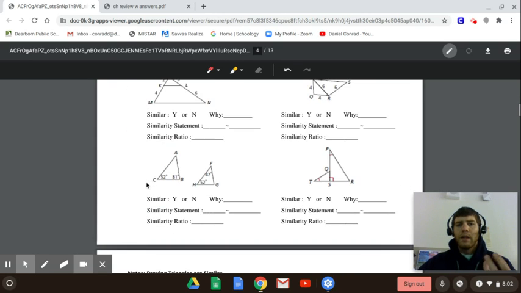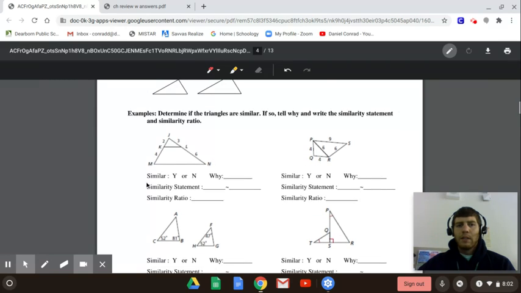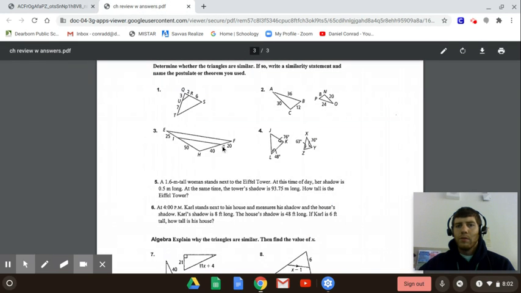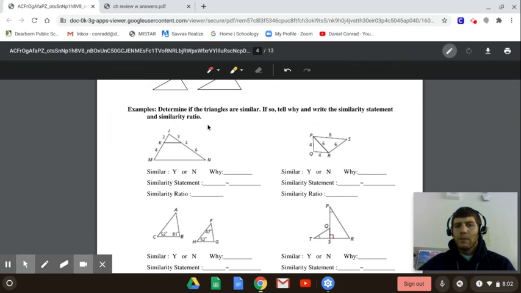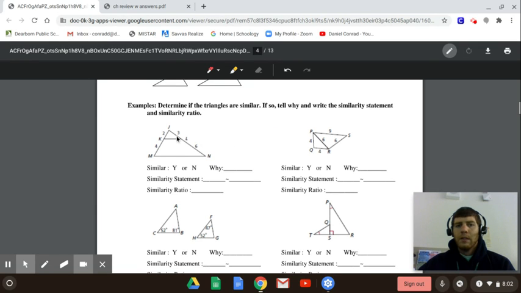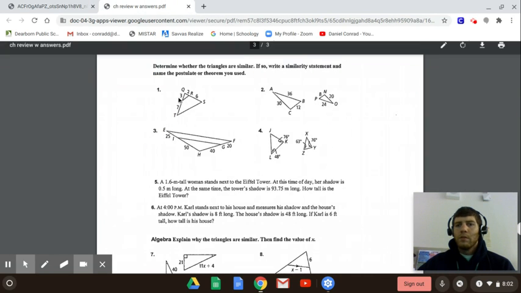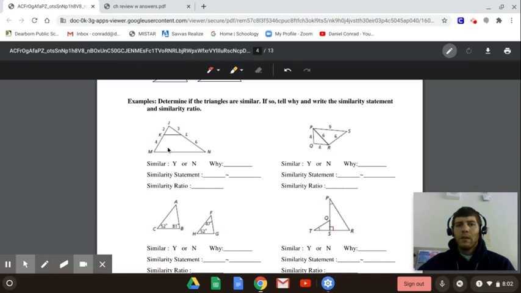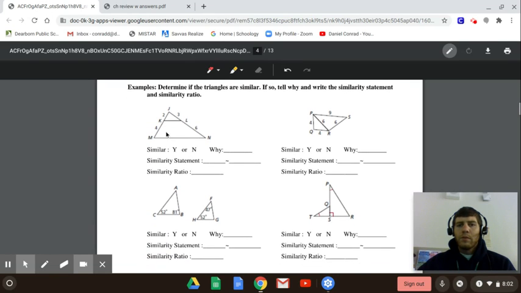So that brings us to now the problems you're working on. If you look at your assignment number 1 through 4, it's going to be very similar to these problems here. So I'm going to go through these 4, and that way you can do the 4 on your assignment. What we need to do is determine if they are similar, and then if so, we need to write a similarity statement and give the ratio. Here, they're not giving us very much information about the angles. They are giving us that angle J is congruent to angle J.